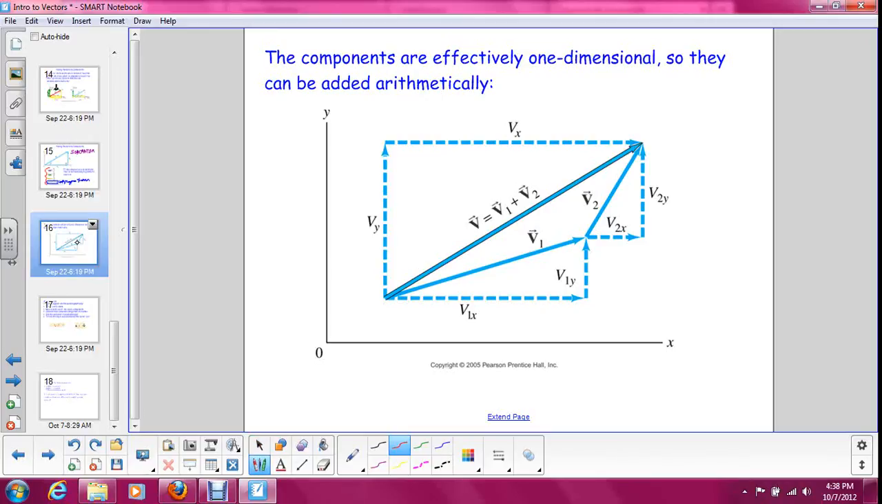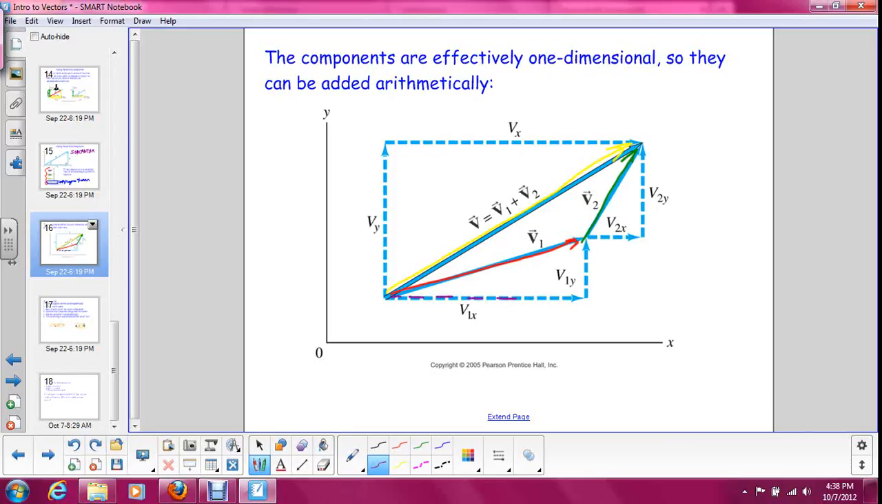So if we have vector 1 and we add tip to tail vector 2, we get the resultant, which looks like this. These aren't at right angles to each other, so it's going to be really hard to figure out what v, or our resultant, is. We can't use the Pythagorean theorem here. So what you can do is break each of these down into their x and y components.